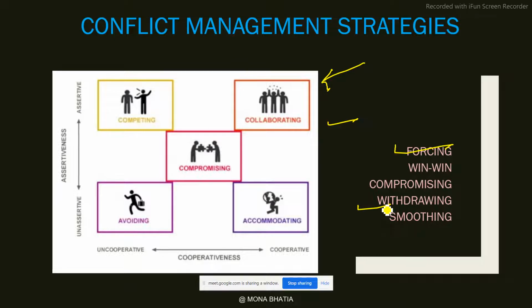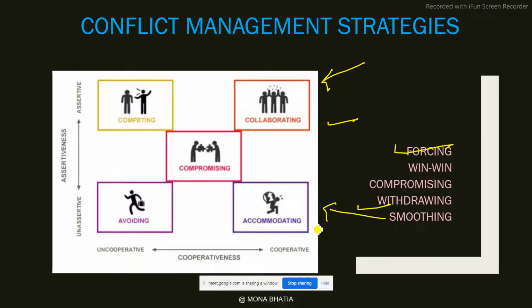Now what is smoothing? Smoothing is called accommodating. Okay? Accommodating means concern for self is very low, but you are only thinking of others. So accommodate karte ja rahe ho. Concern for others is very high. Right? So it's basically people will come first in your list and you will make yourself a doormat. Anybody comes, uses you and you go. This is also a very bad situation. Okay? You should never be in that position because sometimes it may help to bring peace, but then it is at the cost of your self-respect. Right?